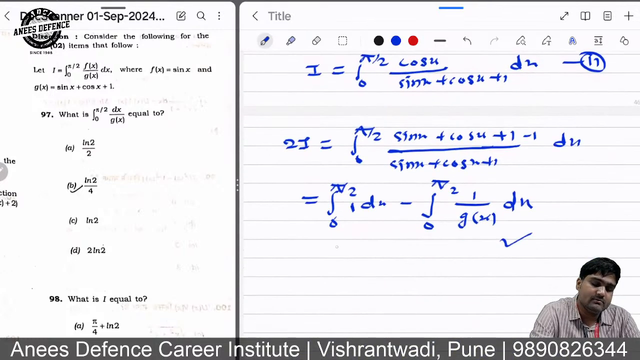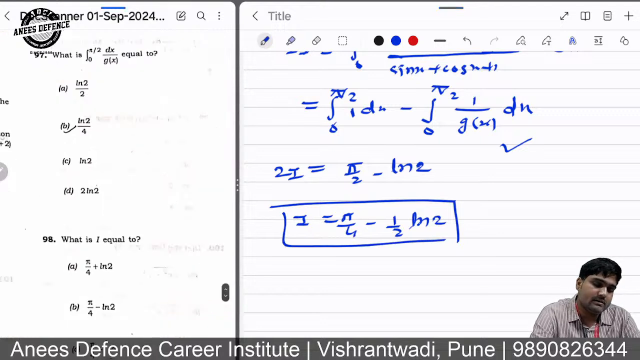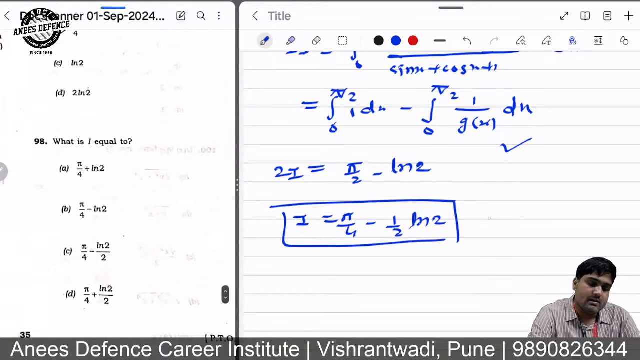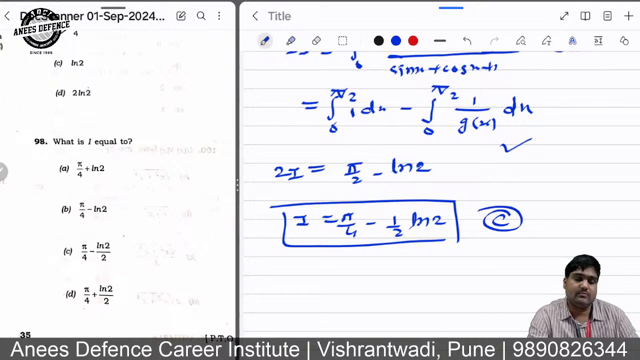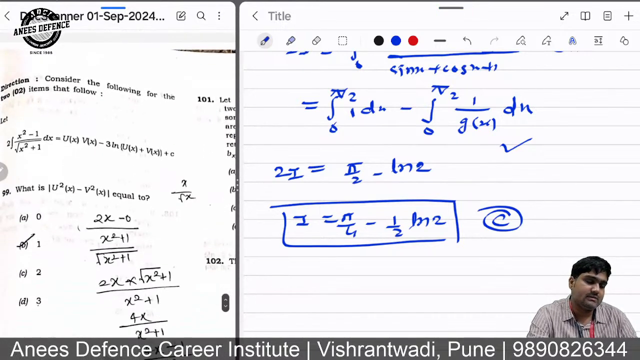Now substitute the value. The integral of 1 dx is x, then put in the limits, so it's pi by 2 minus ln 2. So 2I equals pi by 2 minus ln 2, and I equals pi by 4 minus 1 by 2 ln 2. So the answer for question number 98 is pi by 4 minus ln 2 by 2. Option C is the correct answer for question number 98. Okay, let's move to the next question.